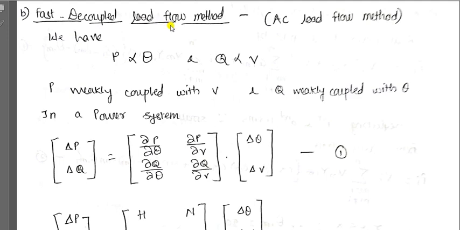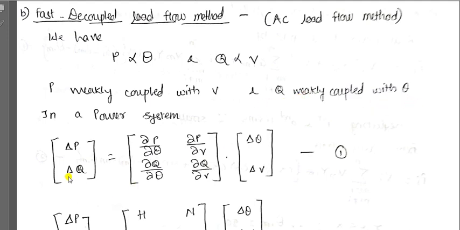Here we are mainly going to find the voltage magnitude and the phase difference angle delta. Let us see how we are going to find these values. We know that in any power system, real power is directly proportional to angle theta, and reactive power's magnitude is directly proportional to voltage magnitude. P is weakly coupled with V, and similarly Q is weakly coupled with theta.